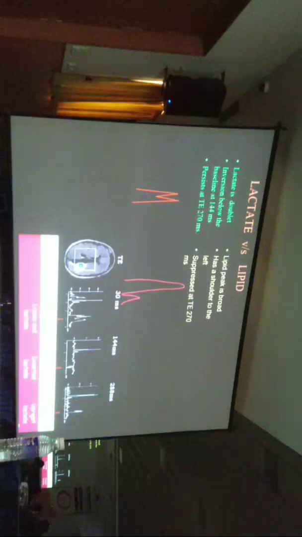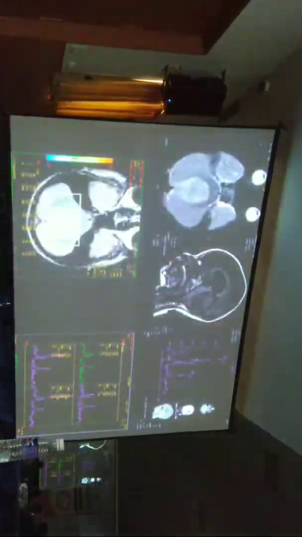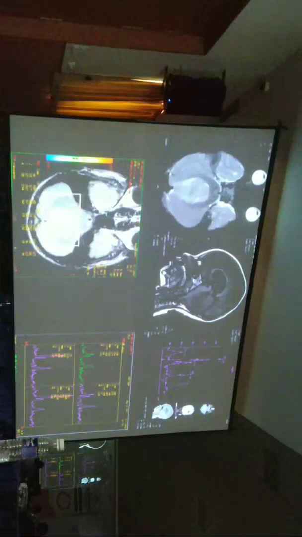Lipid will have a shoulder on the left side, whereas lactate is a doublet. In that way, you can also differentiate. These are all the ways to differentiate. Again, I want to show this is a tumor of medulloblastoma.